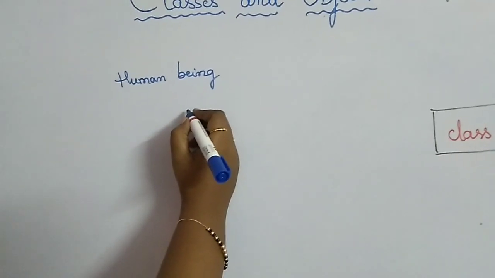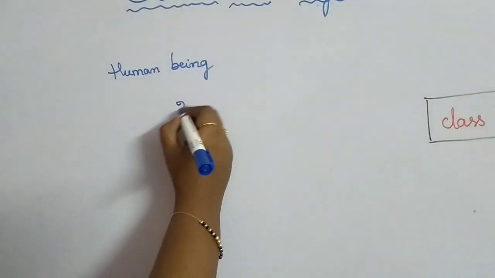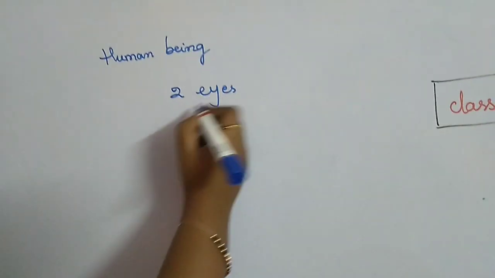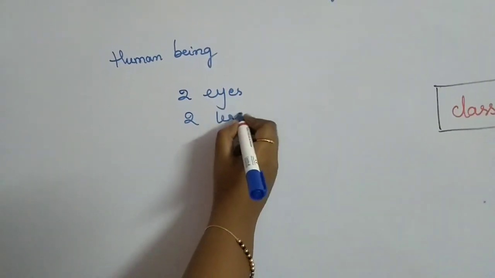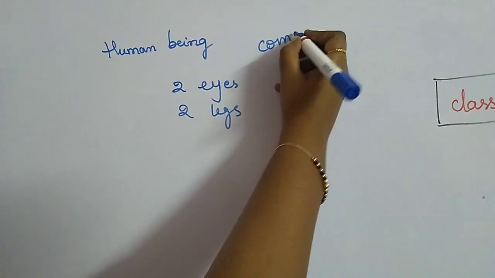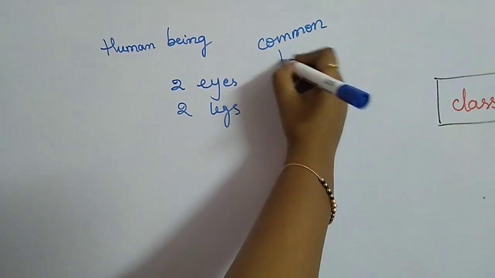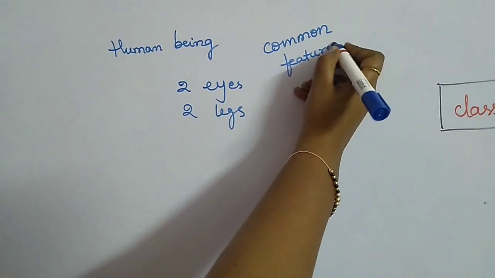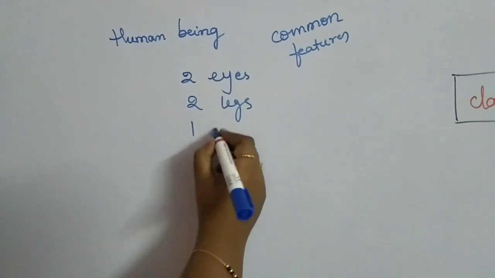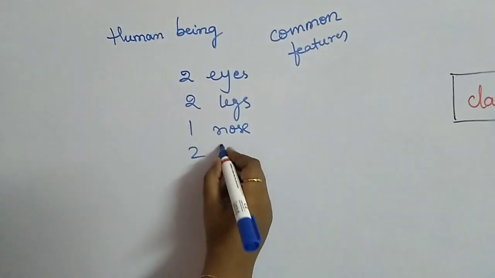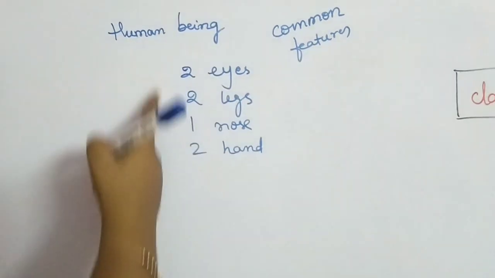The features of the human being are like there are 2 eyes for the human beings. There are 2 legs for the human beings. We are talking about the common features. Remember this, friends. So there will be 2 eyes, 2 legs, 1 nose, 2 hands. So these are the features.